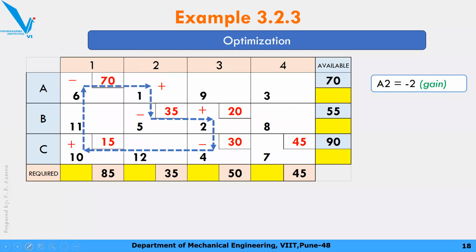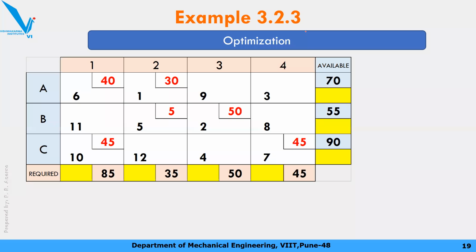Any doubt in this part? If anyone has any doubt? Again I will repeat. See, I took this 30 and added it here, took this 30 and added it here, took this 30 and added it here. Okay, and write down the updated allocation. So this will be your updated allocation. Is there any doubt?